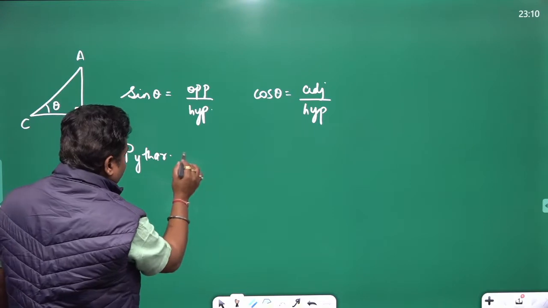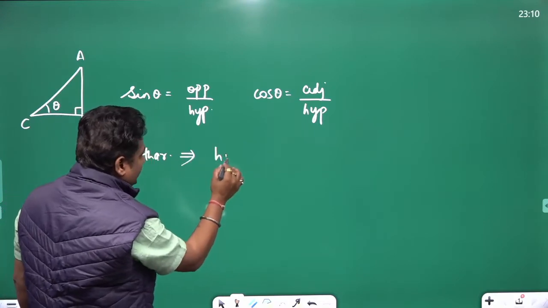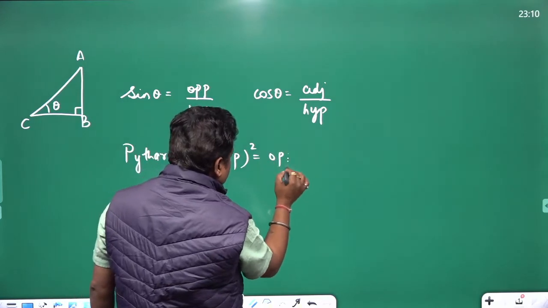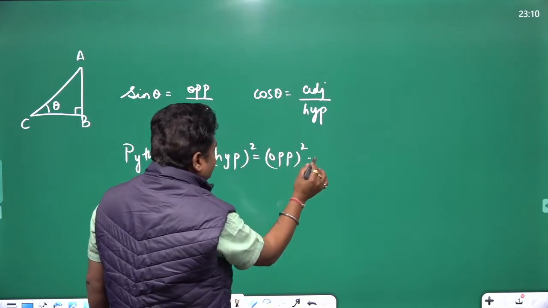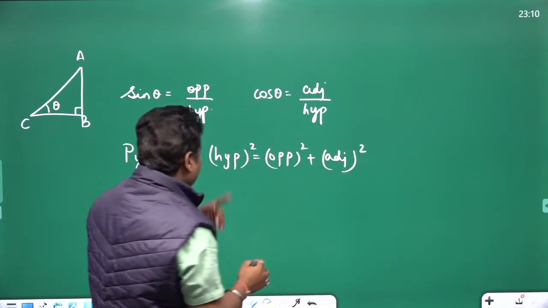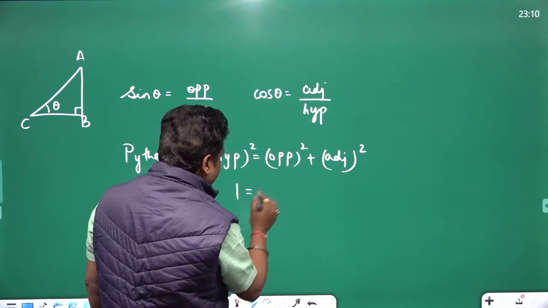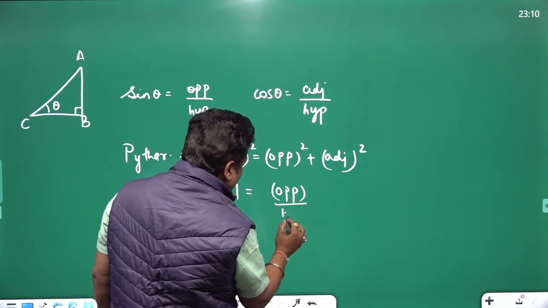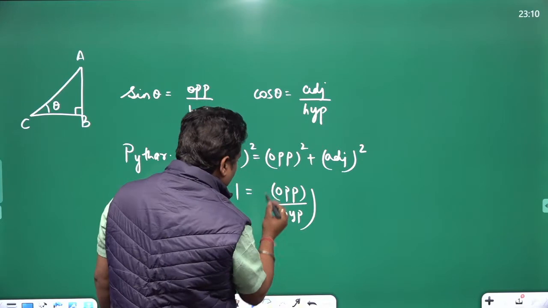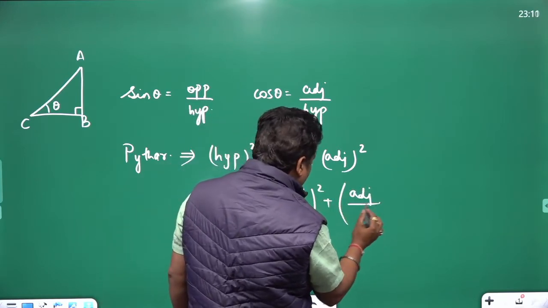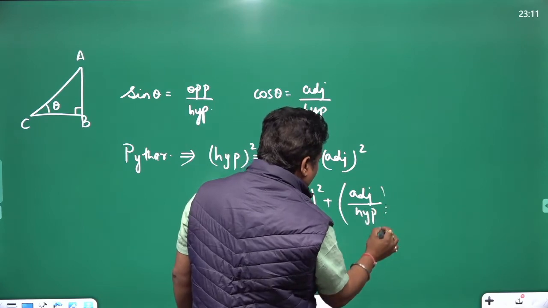Pythagoras theorem, we know that hypotenuse square is equal to opposite side square plus adjacent side square. Now if I divide by this hypotenuse square, I will get 1 over here. So 1 is equal to opposite over hypotenuse whole square plus adjacent over hypotenuse whole square.